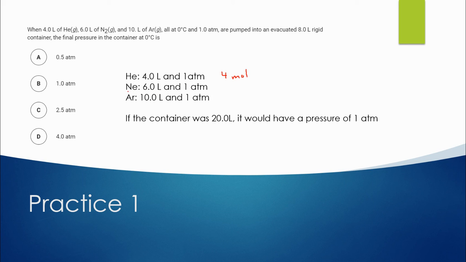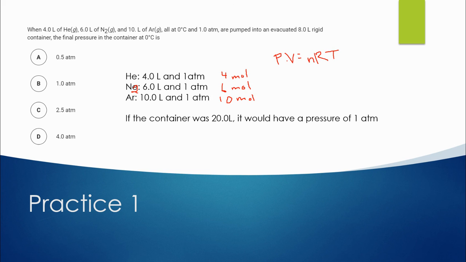We have the same pressure for nitrogen, 1 atm, but we've increased the volume. So that means we've increased the moles. So we would have 6 moles of nitrogen, and we would have 10 moles of argon because, again, we've increased the volume but kept the pressure the same and the temperature is constant. So according to our ideal gas law, PV equals nRT.